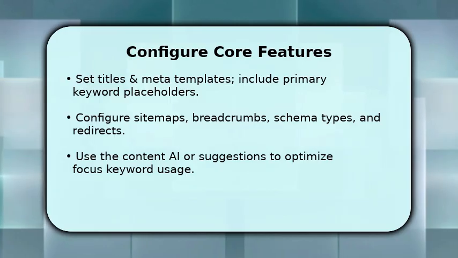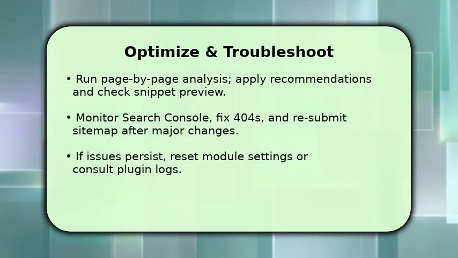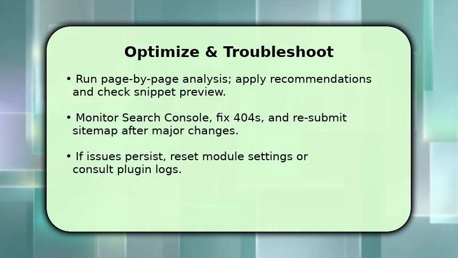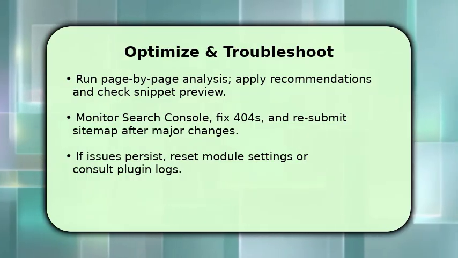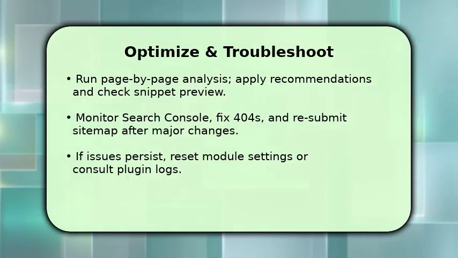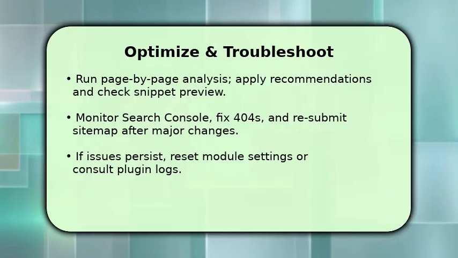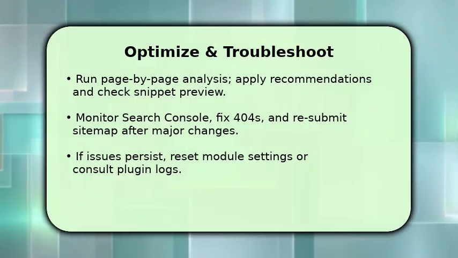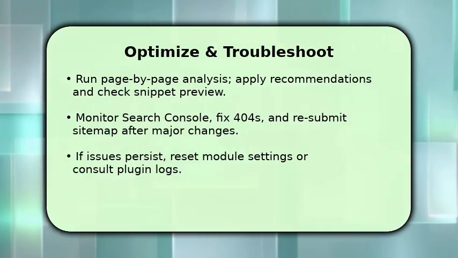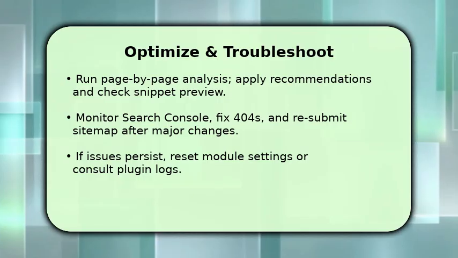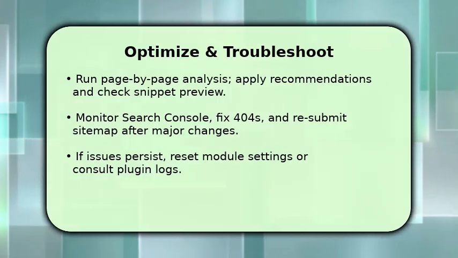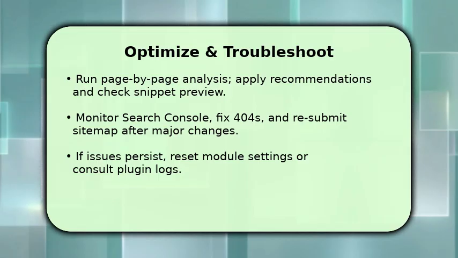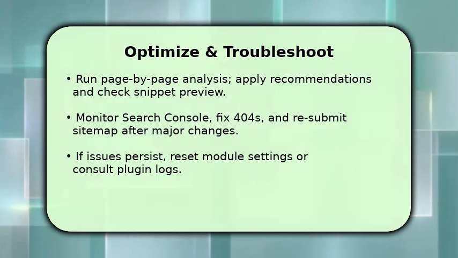Finish by optimizing individual posts and pages. Use the on-page meta box, check the SEO score, and apply the suggested fixes while previewing the snippet. Once optimized, resubmit your sitemap to Search Console and monitor indexing and performance. If you see persistent issues like missing metadata or sitemap errors, clear caches, check redirect rules, and inspect plugin logs.